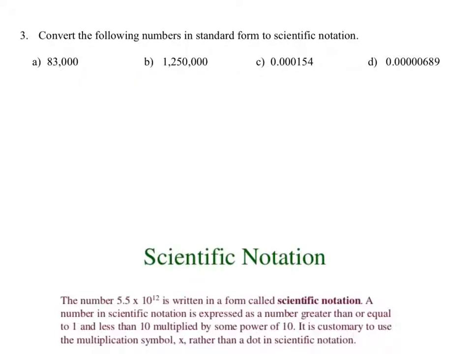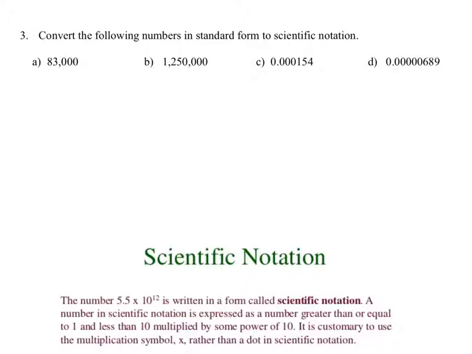In these examples, we want to convert the following numbers in standard form to scientific notation. The number 5.5 times 10 to the 12th is written in a form called scientific notation. A number in scientific notation is expressed as a number greater than or equal to 1 and less than 10 multiplied by some power of 10. It is customary to use the multiplication symbol x rather than the dot in scientific notation.